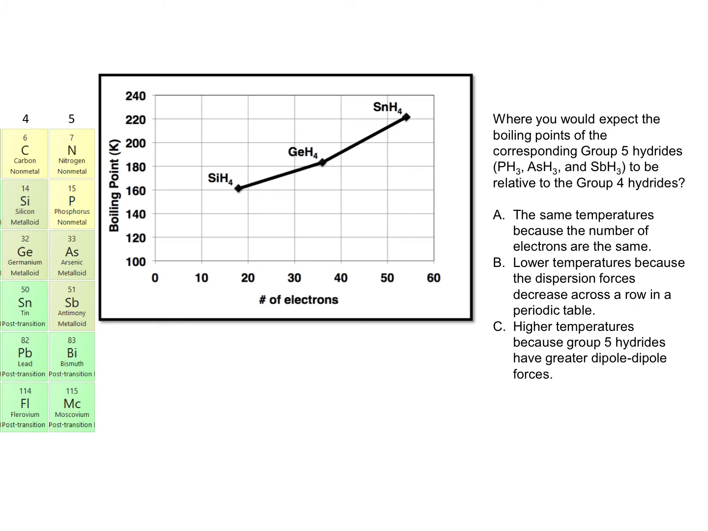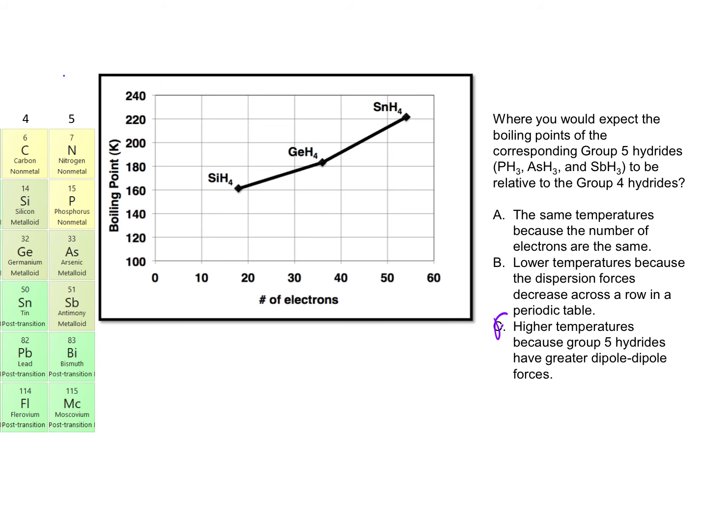Cool. So now let's make a prediction. Where do you expect the boiling points for the group 5 hydrides to be relative to the group 4 hydrides? It could be the same because they have the same number of electrons. It could be lower, because the dispersion forces decrease across a row. Or higher because the group 5 hydrides have greater dipole-dipole forces. Higher temperatures. People agree? Getting lots of nods? Yeah. So they are higher.